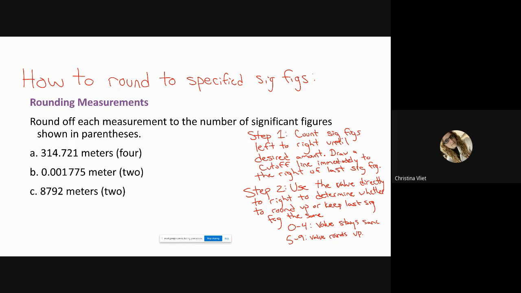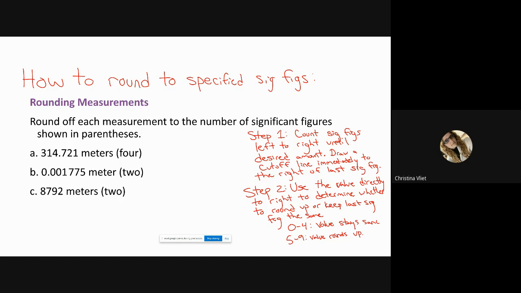It says round off each measurement to the number of significant figures that's shown in parentheses afterwards. So when you look at A, it tells you that the value is 314.721 meters, but that we need to round it at 4 significant figures. So we only want to round it to 4 significant figures.